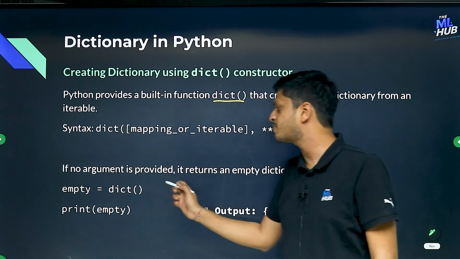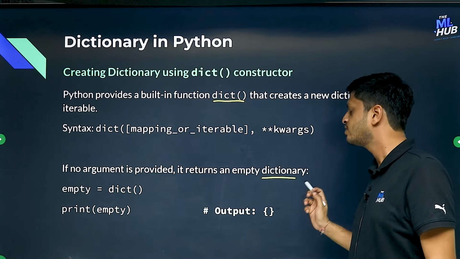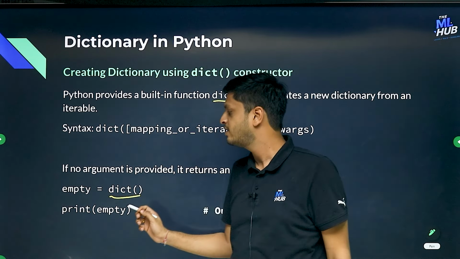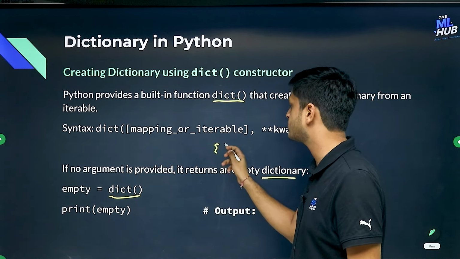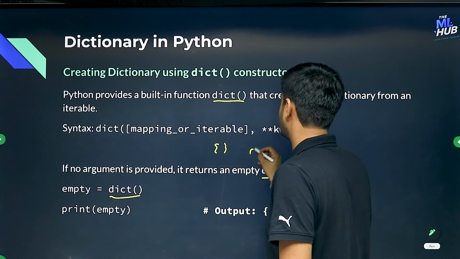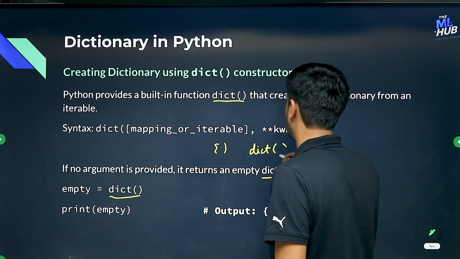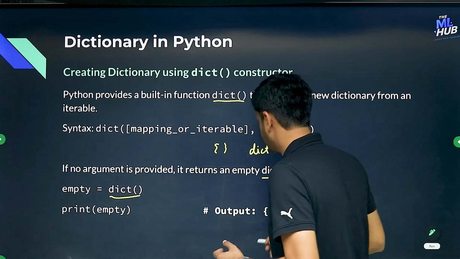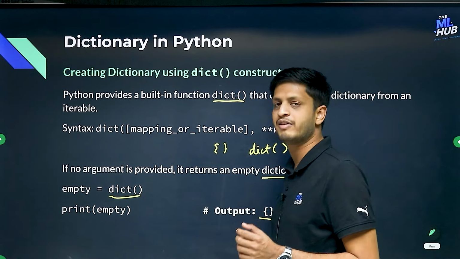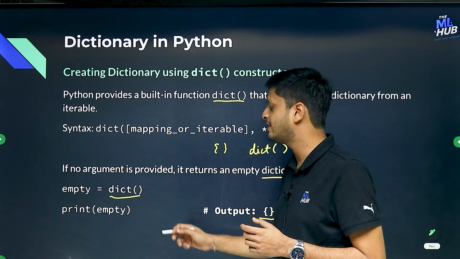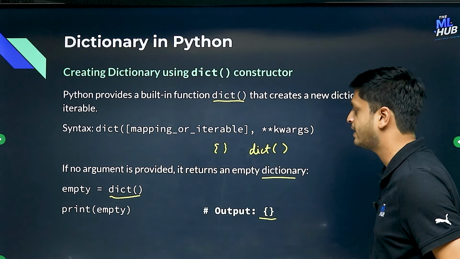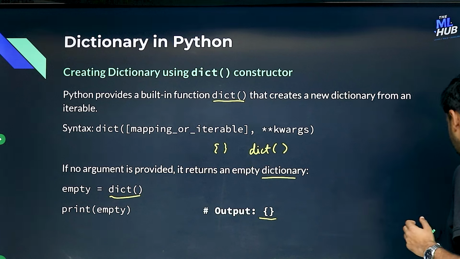Firstly, if no argument is provided, it returns an empty dictionary. So if no argument is provided in the dict function, it will give you an empty dictionary. An empty dictionary can be created using curly brackets also or using the dict constructor also. When you print, an empty dictionary will be printed. The type of empty will be dict and the length of empty, which means the size of the dictionary, will be 0. Okay, so this is how you can create an empty dictionary in Python.